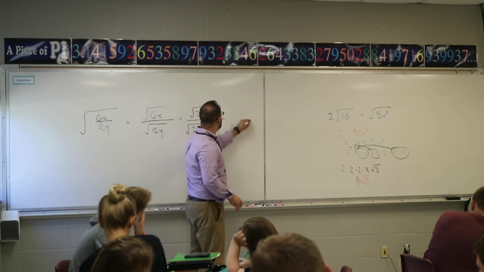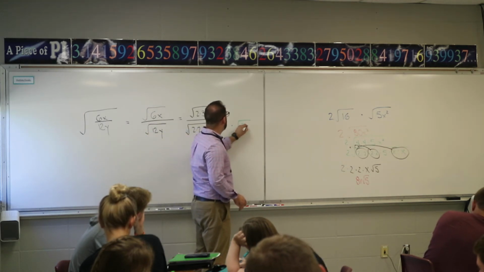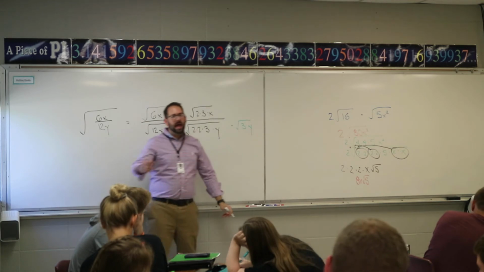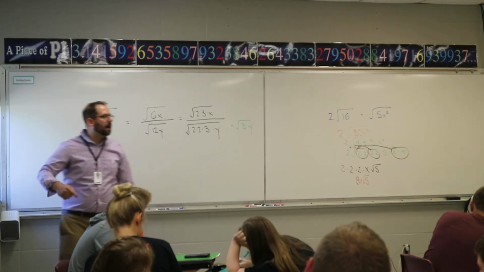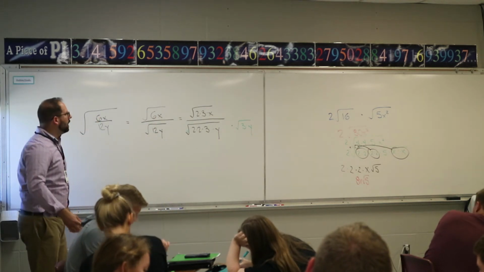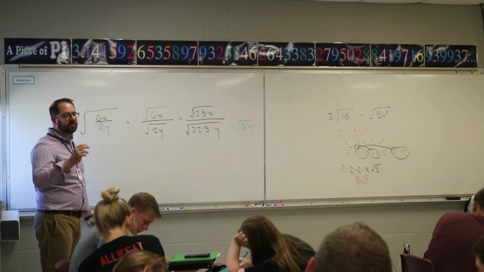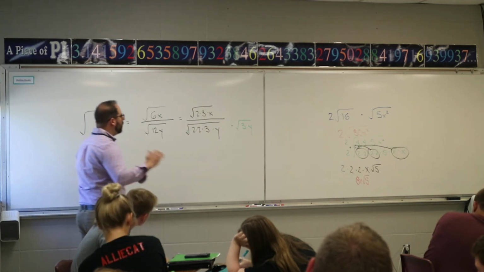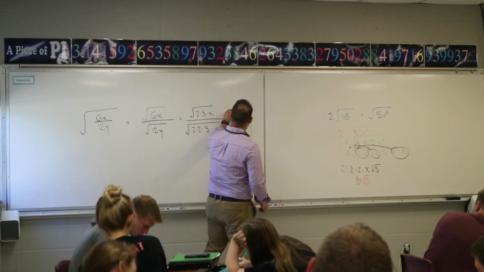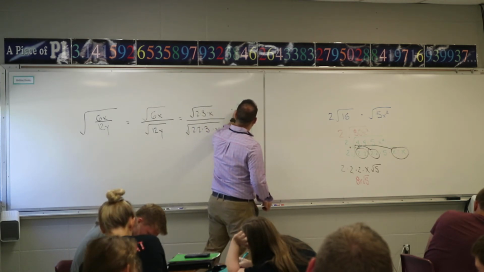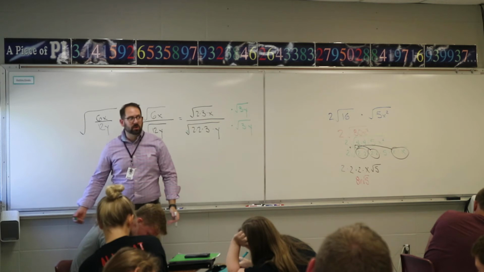So that's what I need to do. I need to make sure that I know what I need to multiply by that will add extra numbers and letters to the bottom so that everything has a pair. I need to multiply by 3 and a y so that everything will cancel out on the bottom. When you do that, you have to multiply by the same thing on the top. Because technically what I'm doing is I'm multiplying by the number 1.